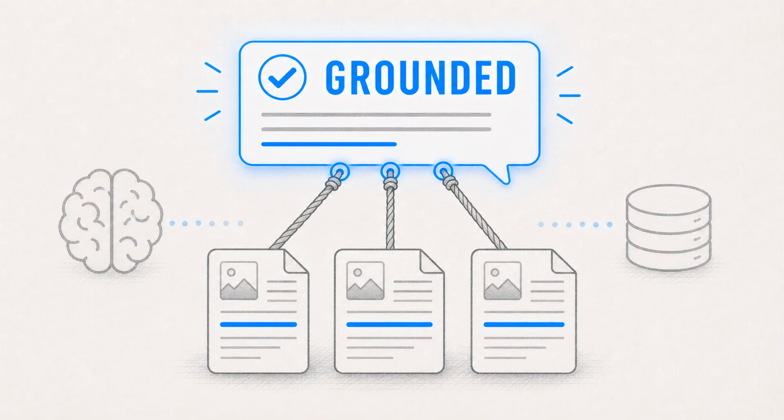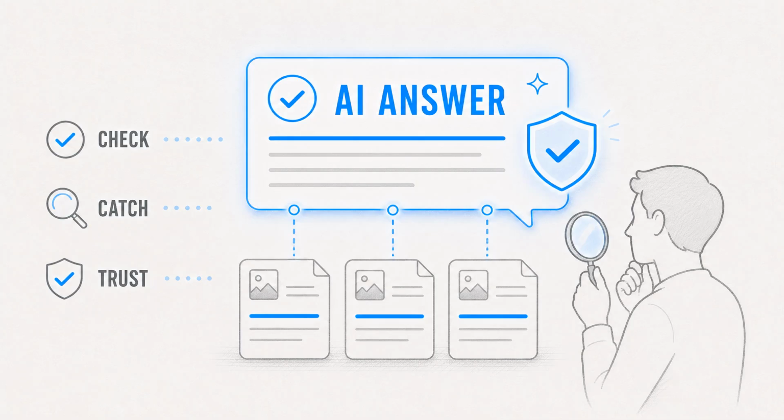It means the response is tied to specific sources rather than only to the model's general memory. A good RAG assistant can show where its answer came from. That makes it easier for a person to check the source, catch mistakes, and decide whether the answer should be trusted for the task at hand.